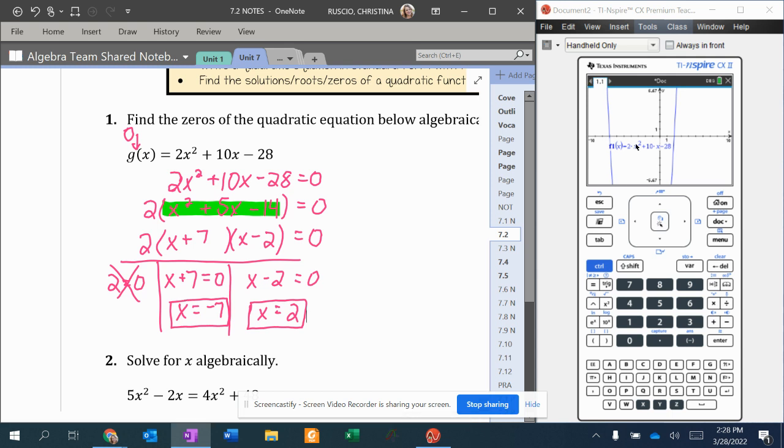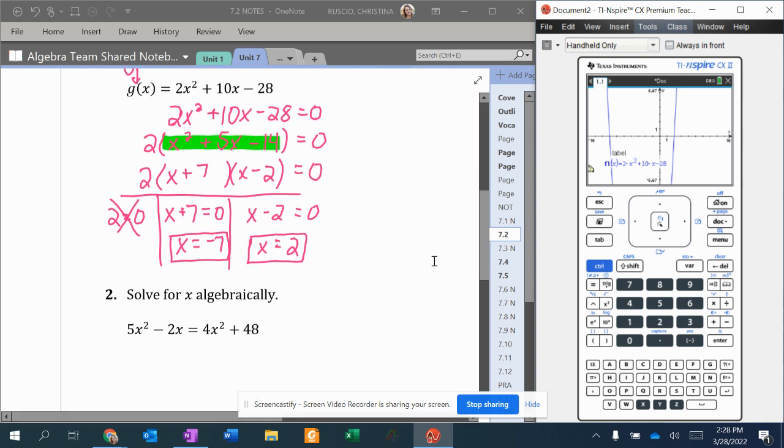Okay, if you graph this on a calculator, remember, you can see and check your work. Oh, hey, there's a 0 at negative 7. Oh, hey, there's a 0 solution root at 2. We did this correctly. We are happy.